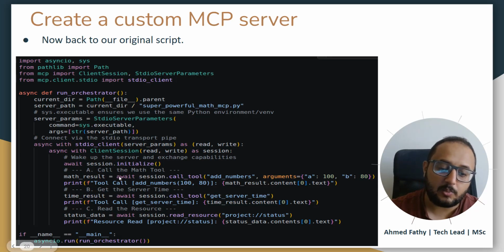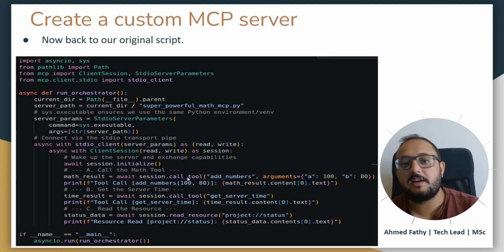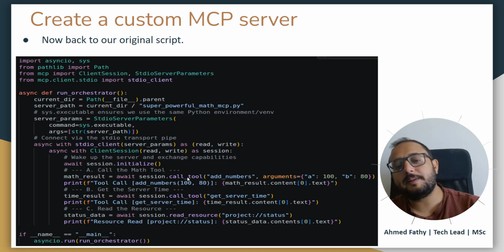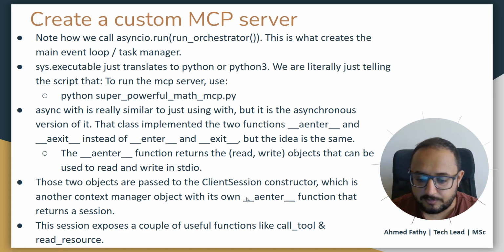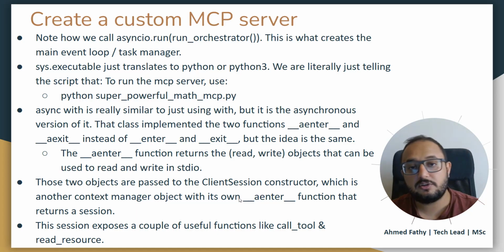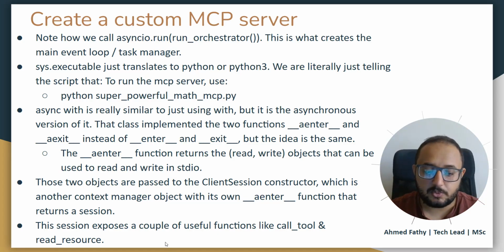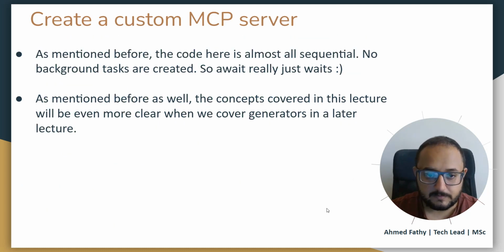This is why you can use await with them, because the call tool itself is defined as async def, not just as def. A little bit complicated, but good to know, I would say. So those two objects are passed to the client session constructor, which is another context manager object with its own __aenter__ function that returns a session. The session exposes a couple of useful functions like call tool and read resource.